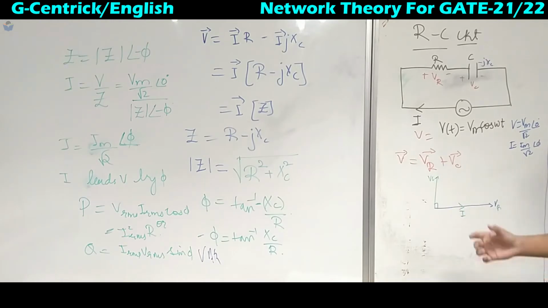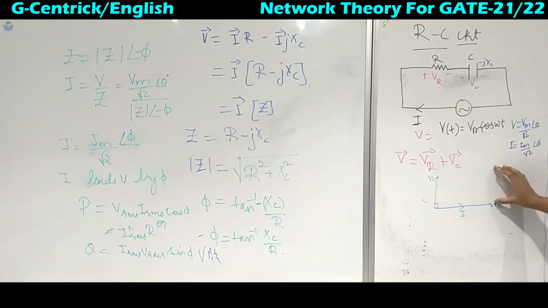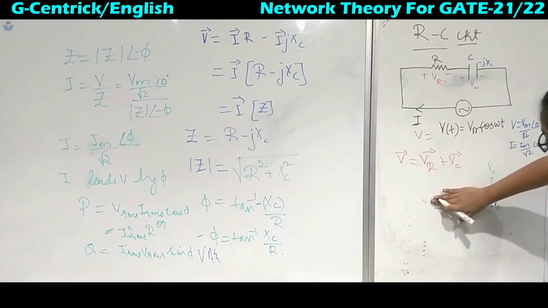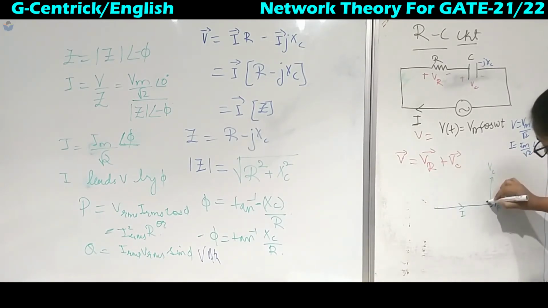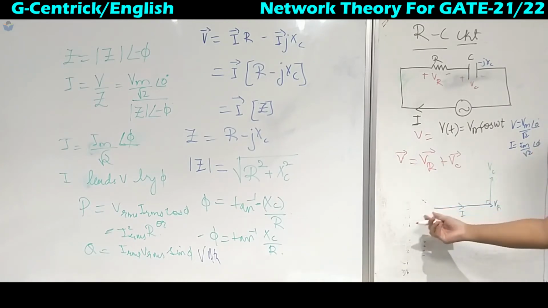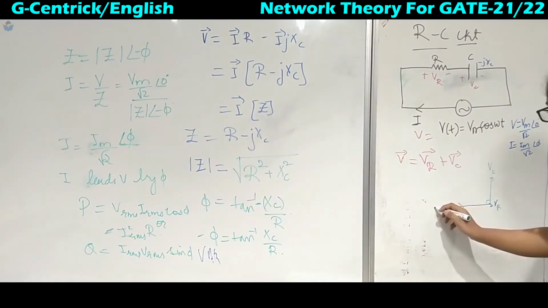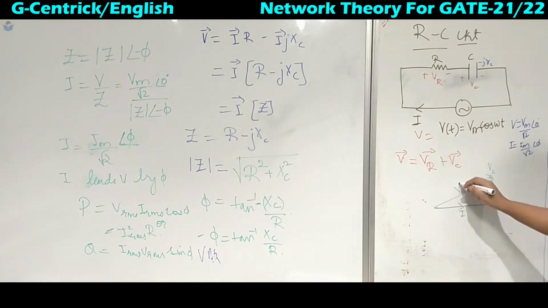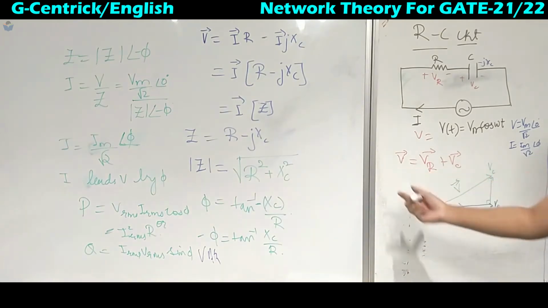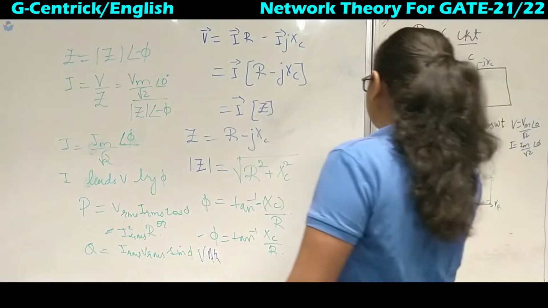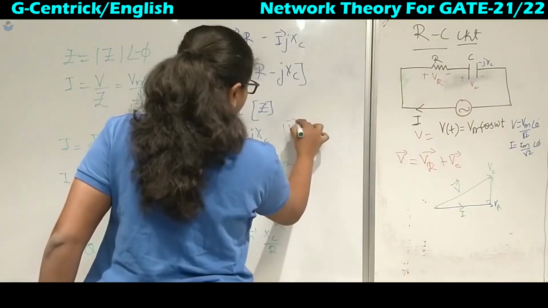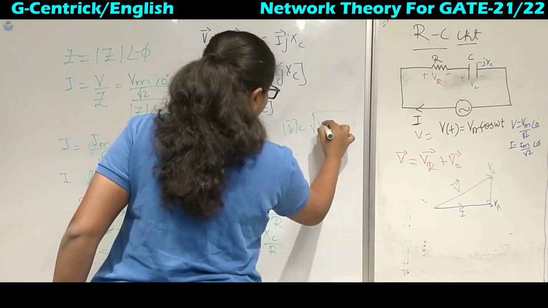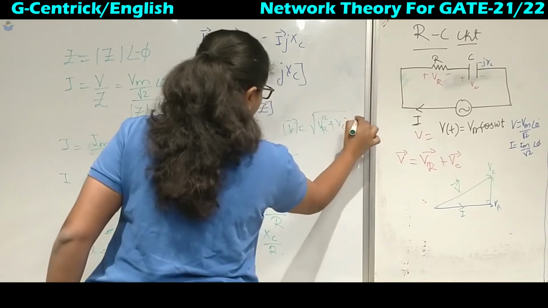But for the triangle of vector addition, we have to shift it here, because the tail of one vector should touch the head of the other vector for the triangle of addition. So this is VC. Now I will draw this one without changing the angle, that is 90 degrees. If here it was 90, here also it will be 90 degrees. So when I join this one, I will get the total vector V. So how can I write this? The magnitude of V vector is nothing but the square root of VR square plus VC square.